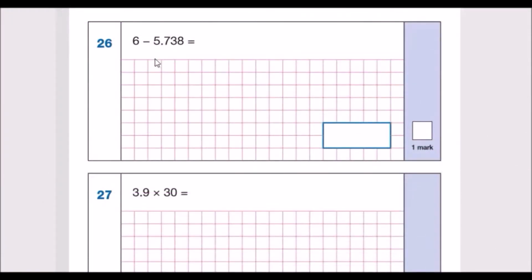So here we got 6 minus 5.738. Okay, so notice we got a whole number minus a decimal. So what I would do, because we got 3 decimal places, I would write 6 point and then 3 zeros to match them up. So it's like 6.000 minus 5.738. Okay, here we just subtract now.